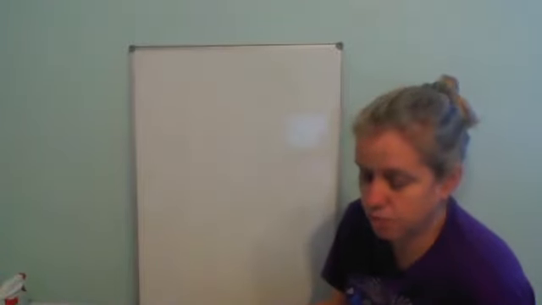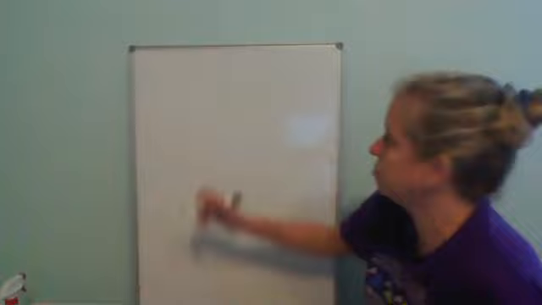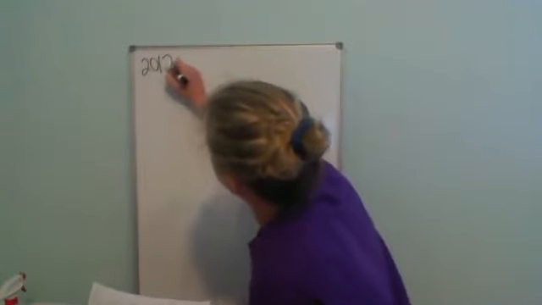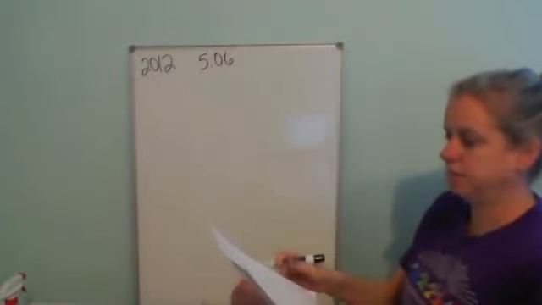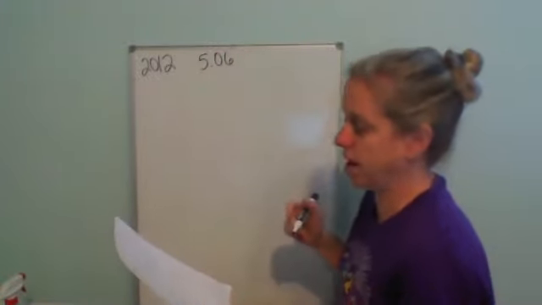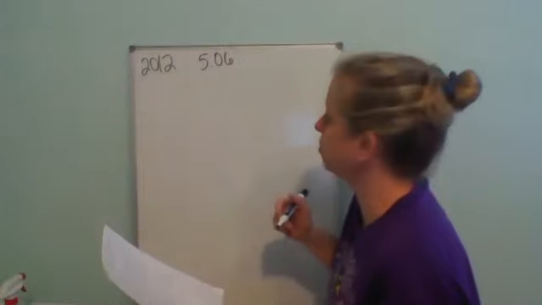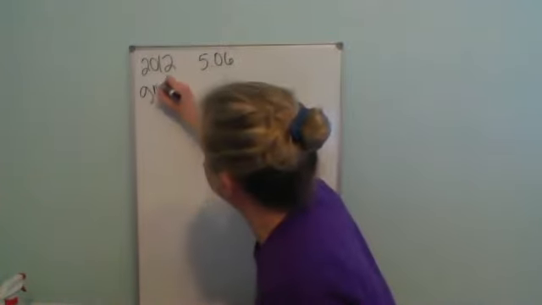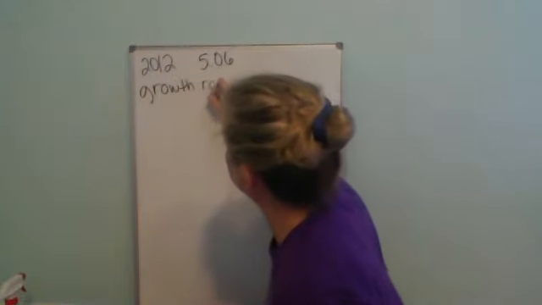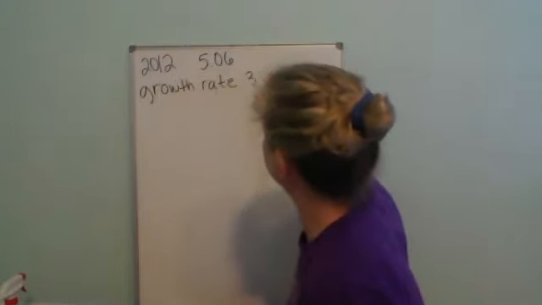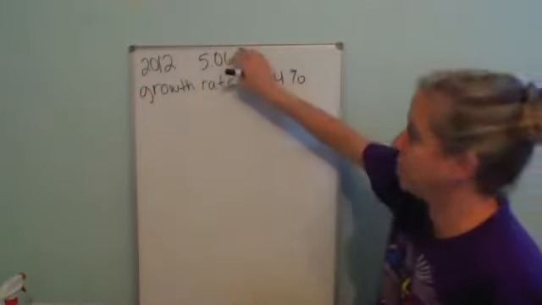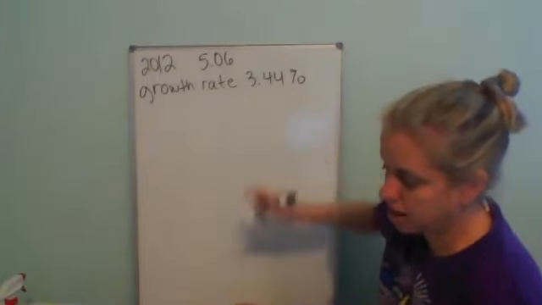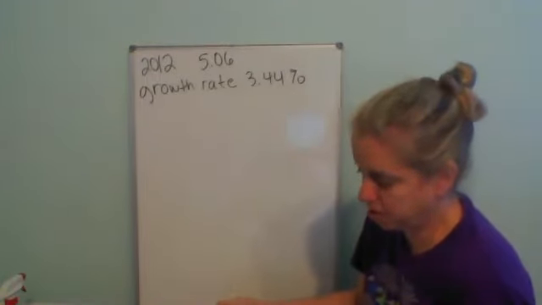In 2012, the population of a city was 5.06 million. So in 2012, the population was 5.06 million. The exponential growth rate was 3.44% per year. Okay, so that's what we're starting with: the population in 2012 and the growth rate was 3.44% per year.